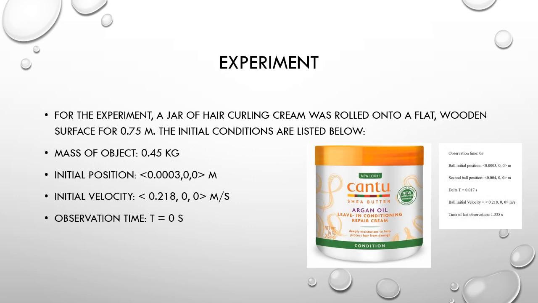All right, for this experiment, I used a jar of argan oil hair curling cream, and it was rolled onto a flat wind surface in my dorm for about 3/4 of a meter. The initial conditions are listed below. The mass of the object was about 0.45 kilograms. The position was about the origin, which was about 0.0003 in the x direction. The initial velocity was calculated to be 0.218 meters per second, and the absolute time was at t equals 0 seconds. The total time, as shown on the right, is 1.335 seconds. And the delta t, which I used for calculations, was 0.017 seconds.